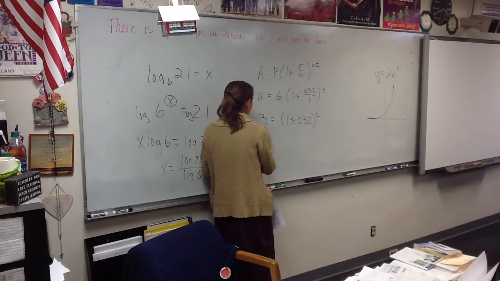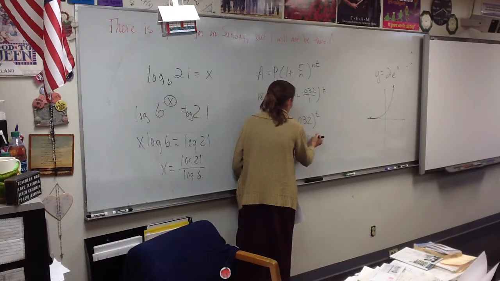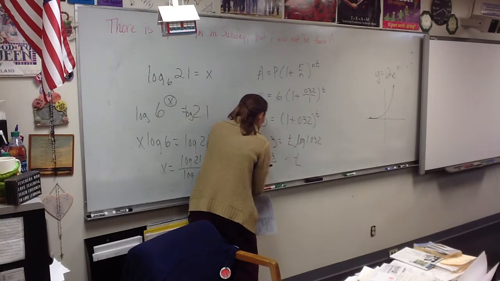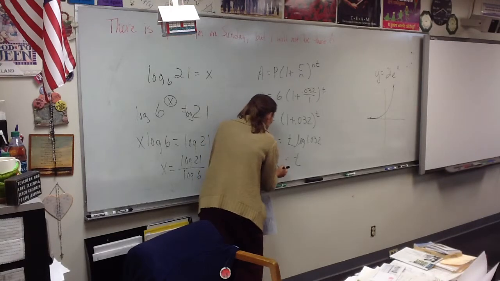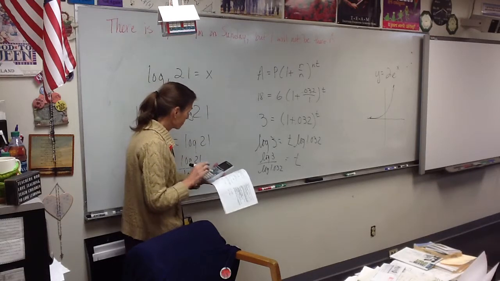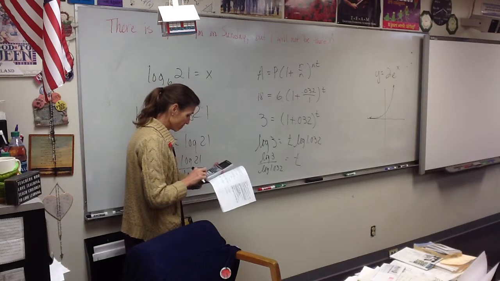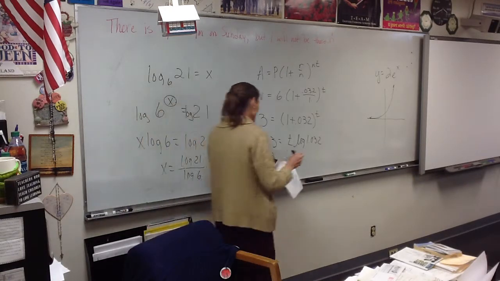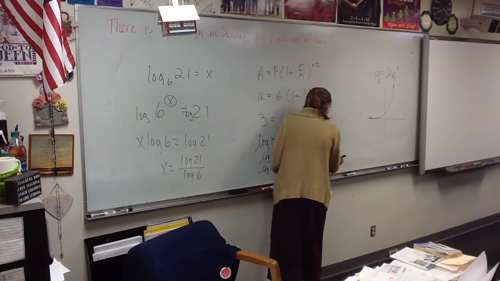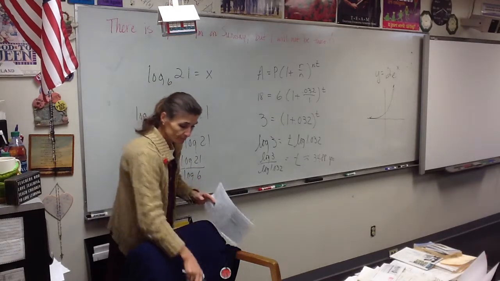Okay, so now we're going to take the logarithm of both sides. And divide. Oh, so it's going to take about 34.88 years to get your money tripled.